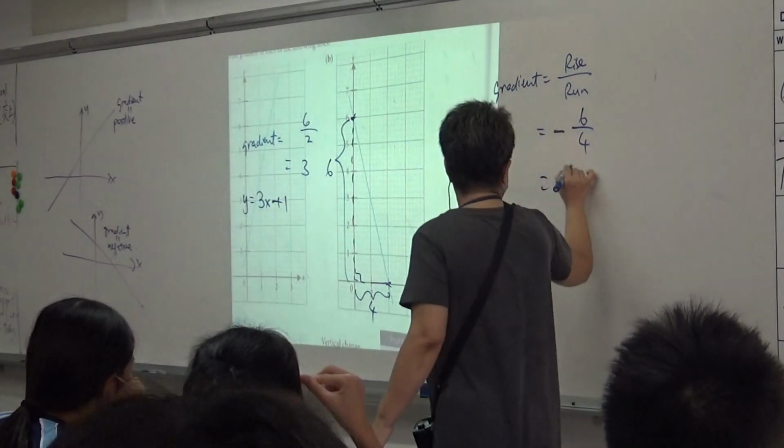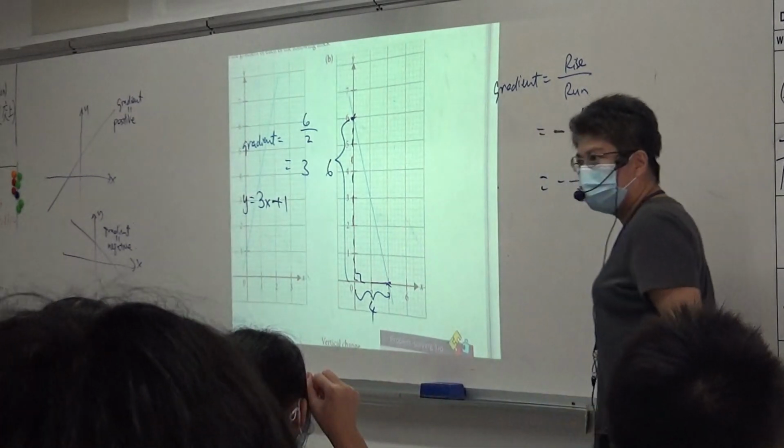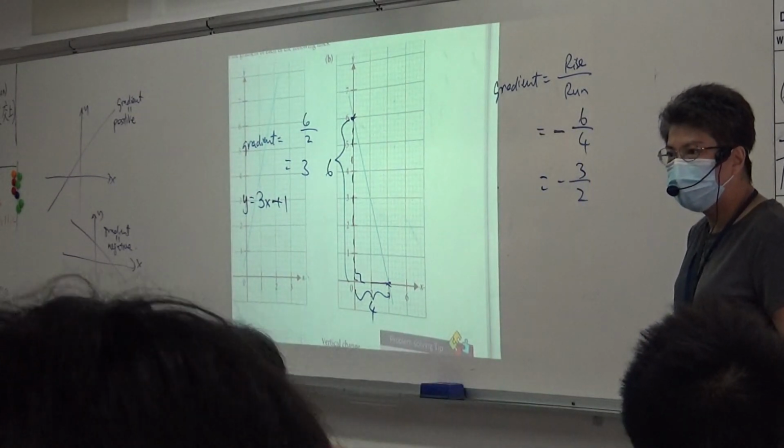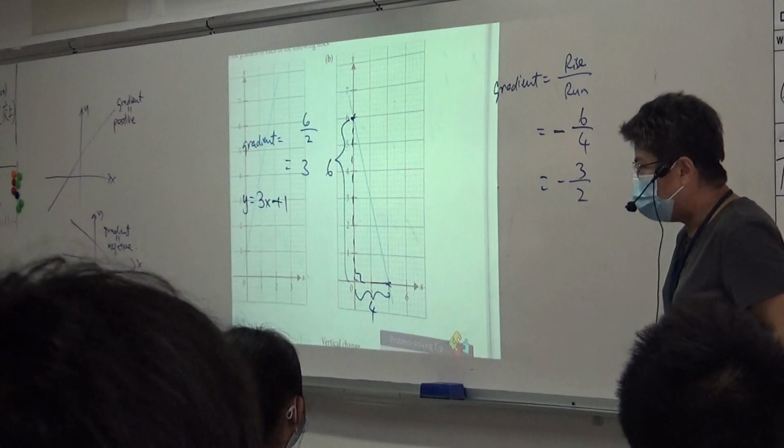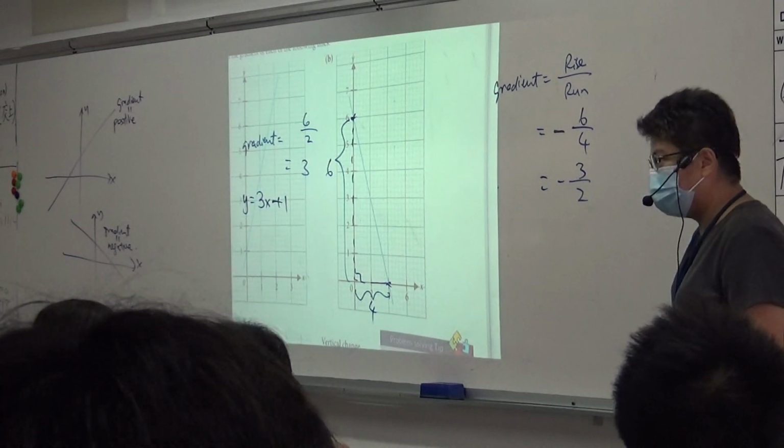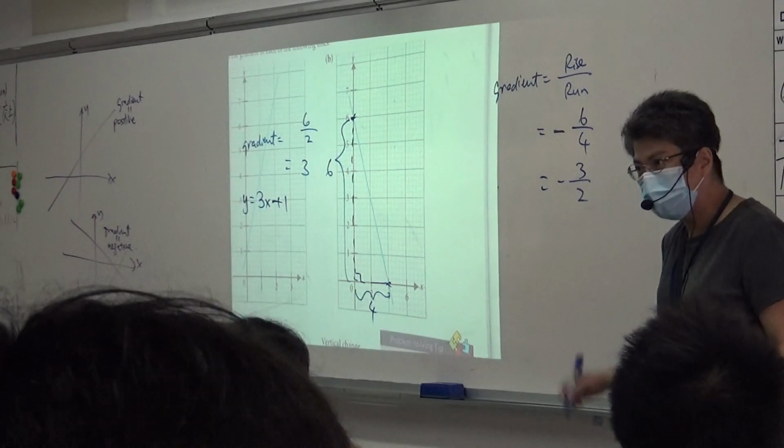But you cannot leave it like that. You must leave it in lowest terms. So, negative 1 and 3 over 2. Understand? You say negative 1.5 also can. Okay, so this is the gradient.